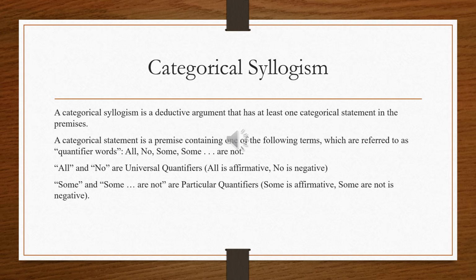So not to make this too complicated, the words that we're looking for to identify categorical arguments are all, some, no, or some are not. These phrases can be affirmative or they can be negative.